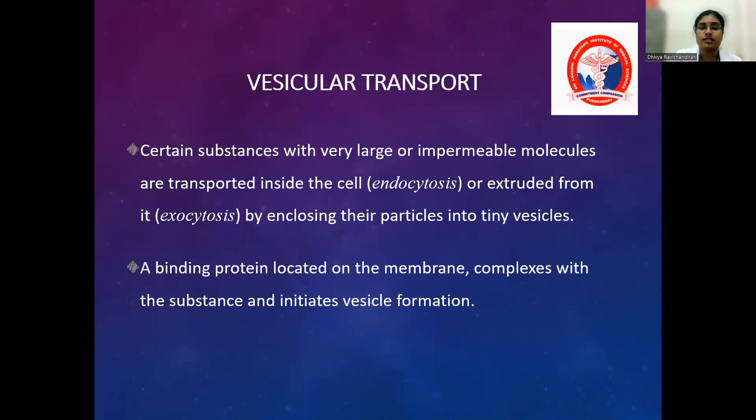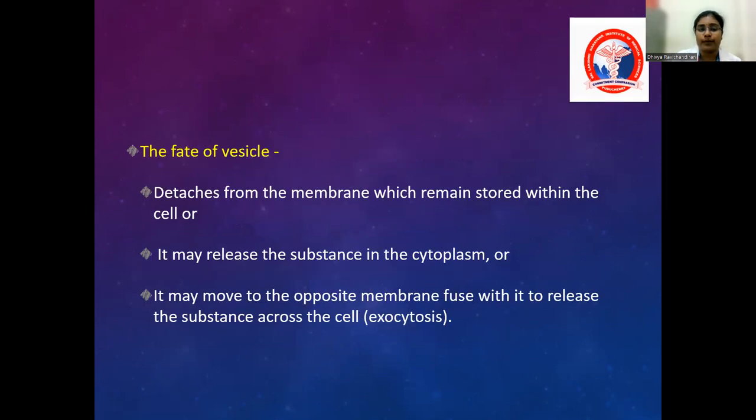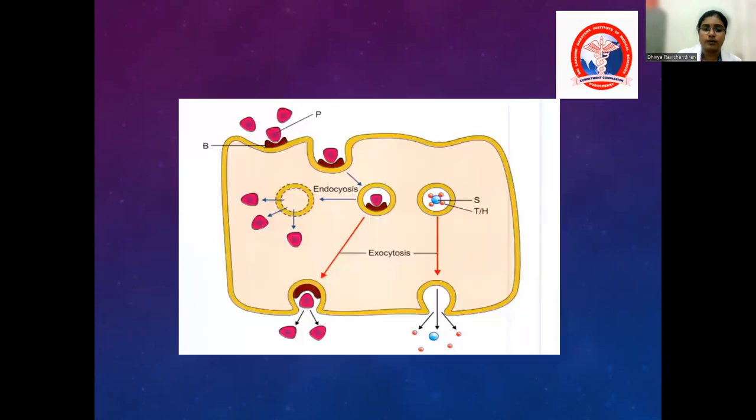Coming to vesicular transport. Certain substances with very large or impermeable molecules which cannot be transported across the membrane will be transported by vesicular transport. Here, a blob is formed from the cell membrane. A binding protein located on the membrane complexes with the substance and initiates vesicle formation. What will happen to the vesicle? Either it detaches from the membrane and remains stored within the cell, or it may release the substance into the cytoplasm, or it may move to the opposite membrane and fuse with it to release the substance across the cell membrane, like exocytosis. It can bring something from outside into the cell, or leave something from inside outside the cell.